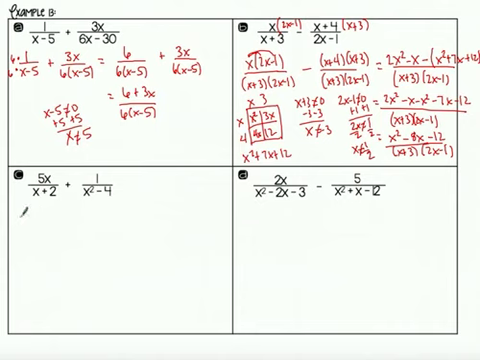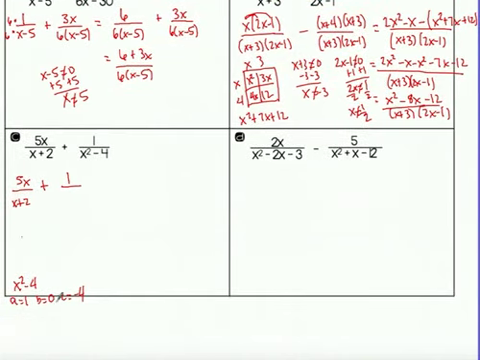On C, I've got 5x over x plus 2 plus 1 over, and I need to factor the x squared minus 4. So to do that, using the star, a is 1, b is 0, c is negative 4. So I want to multiply to get negative 4, but add to get 0. That'd be 2 and negative 2. So that's going to turn this bottom into x plus 2 times x minus 2.